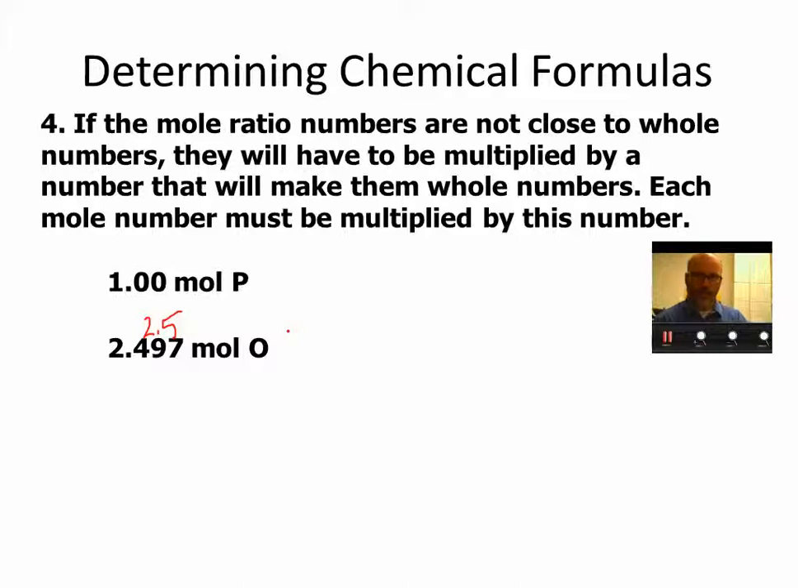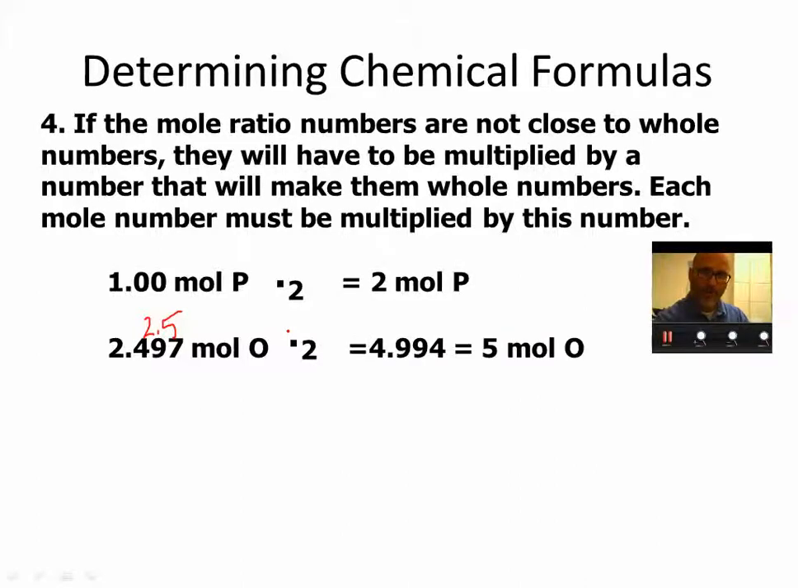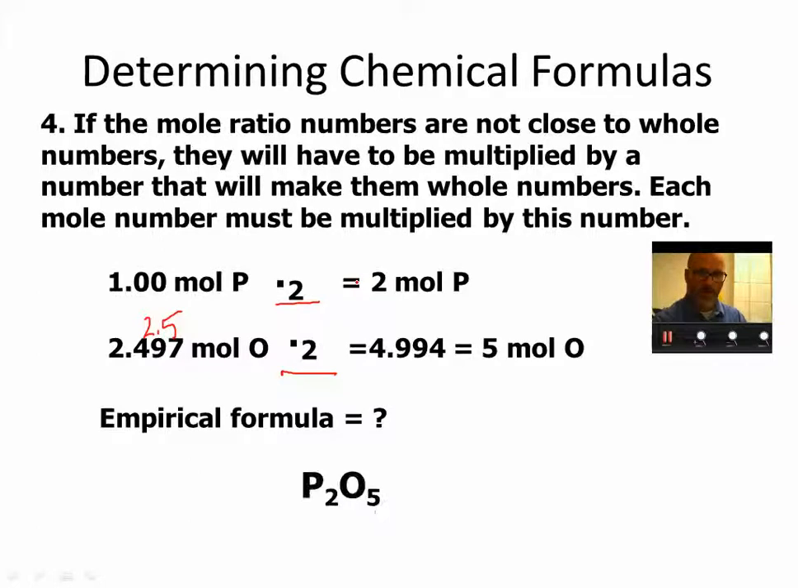If you have trouble doing the math in your head, just go through every one until you find something that gives you a whole number. So 2.5 times 2 will give us 5 moles of oxygen. And then if we multiply oxygen by 2, we have to multiply phosphorus by 2 in order to keep the ratio the same. Because remember, if you multiply every number in a ratio by the same number, the ratio stays the same. So we end up with a formula of P2O5, so diphosphorus pentoxide.